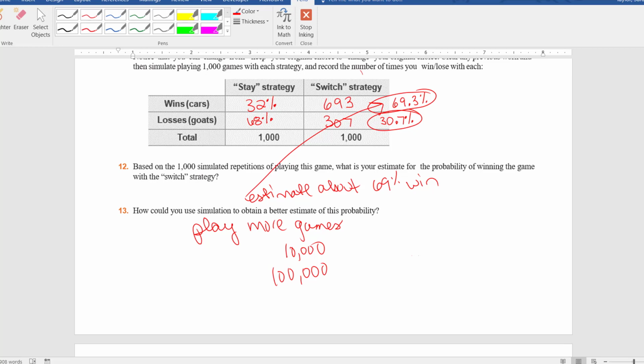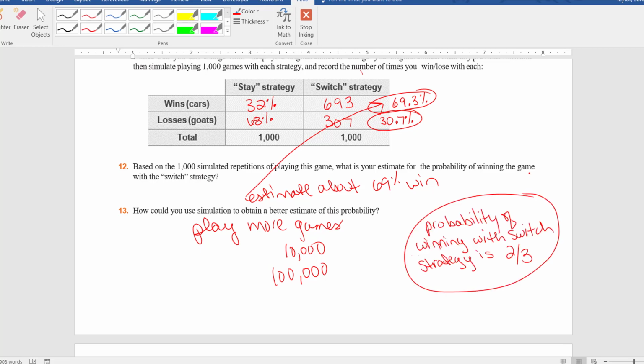So at this time, I'm going to tell you the actual answer for the switch strategy and what the probability actually is. The probability of actually winning with the switch strategy is 2/3. If you kept playing and playing and playing over and over and over, the proportion of wins would get closer and closer to 2/3 of the time. Why does that make sense in theory? It makes sense in theory because the only way you can lose with the switch strategy is if you originally picked the car and then you were forced to switch because you're using the switch strategy.